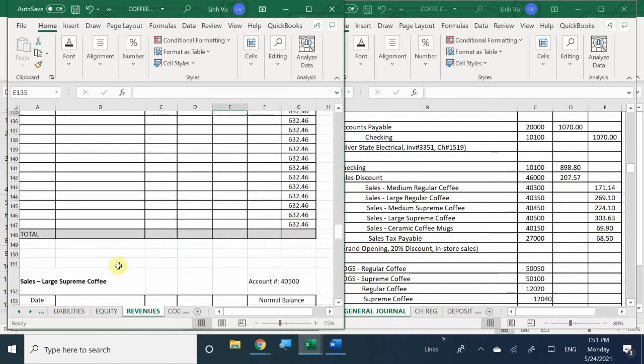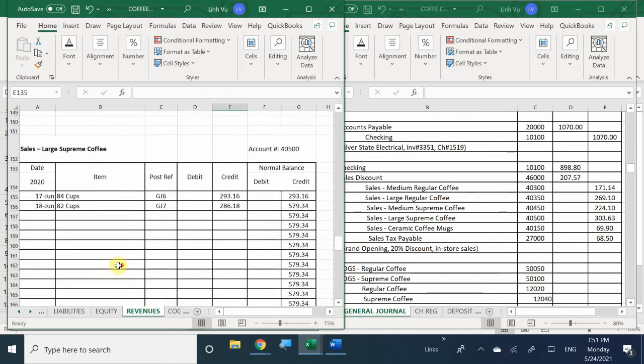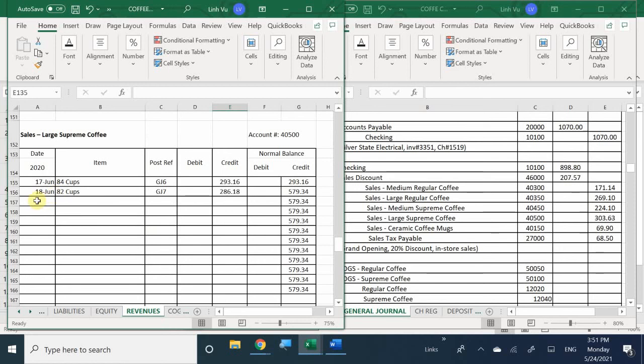Next, we'll go to large supreme coffee, $6.19, 87 cups sold. GJ8, 303.63 in the credit. Should give you a running balance of 882.97. 882.97. Excellent.